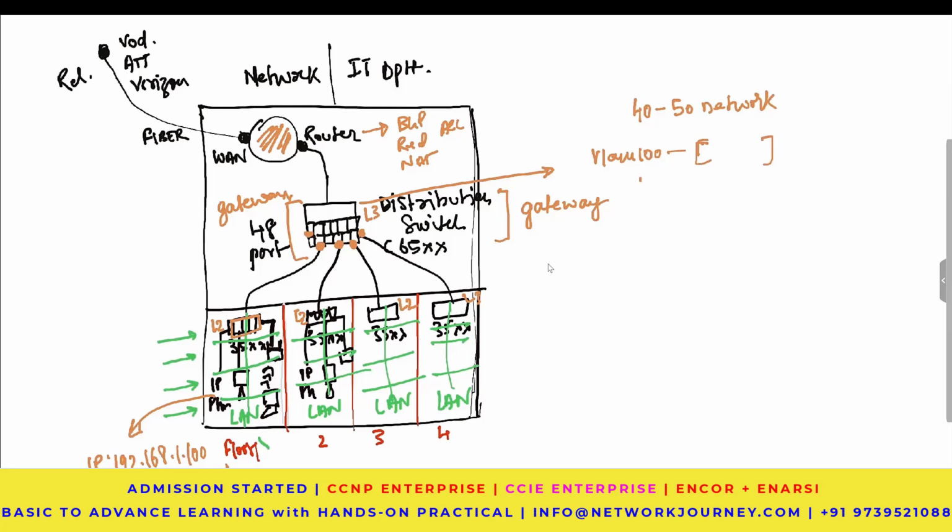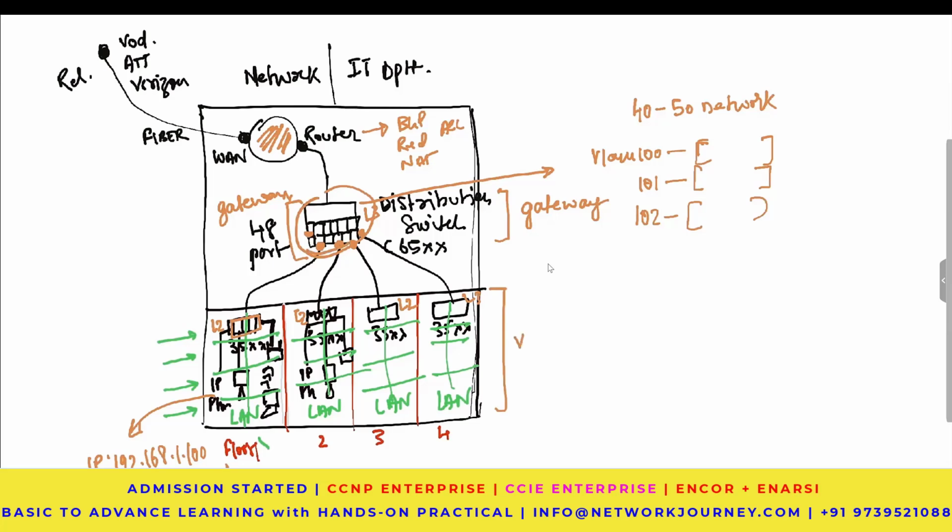So this is when you have a very large network, 40 to 50 networks. If you don't have that many networks, then you can collapse this. You can actually collapse the core and distribution and make only core. So only the core will be there and the access will be there. There will be no distribution.